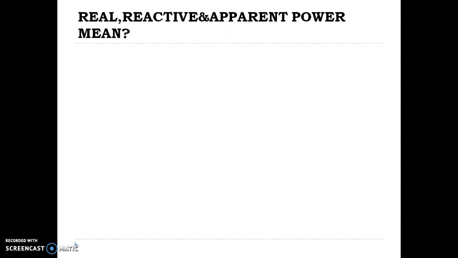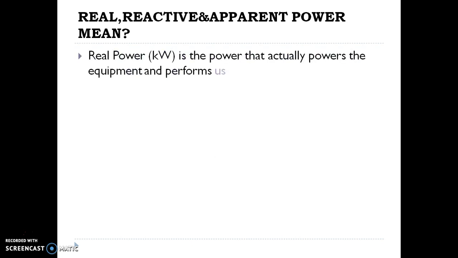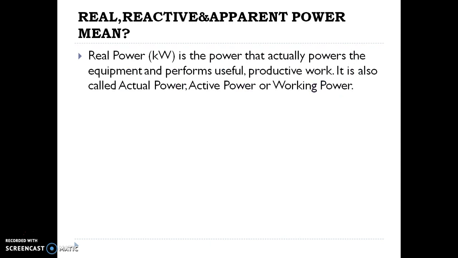Next, we will see the definitions of real power. Real power is the actual power used by the equipment performed for useful work. You know the motor, we are giving the supply to the motor. The motor starts to rotate. We are using the rotation for some work. That is the real power. That is the actual power of the equipment to perform useful work.